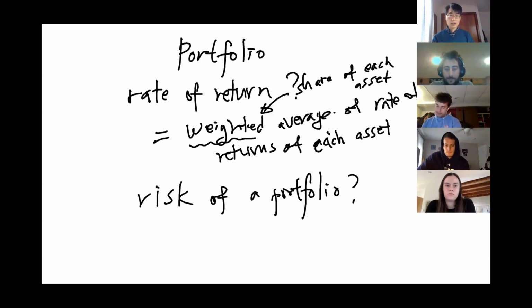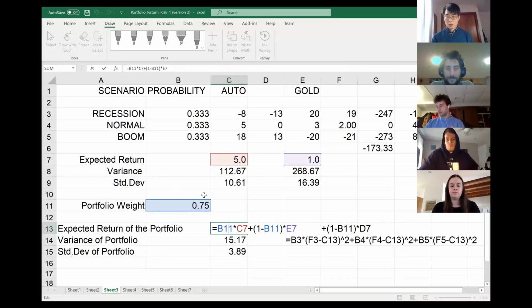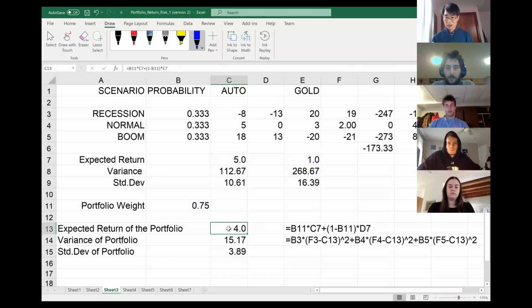Okay, so going back. We spend 3/4 of our money to buy auto stock and 1/4 of our money to buy gold, right? So what is the expected rate of return of the portfolio? So 3/4 times the return of the auto plus 1/4 times the return of the gold, right? And that's the reason why the expected return of the portfolio is 4%.